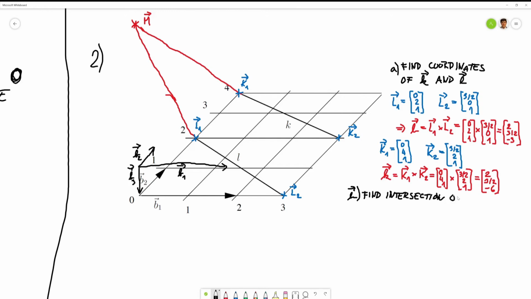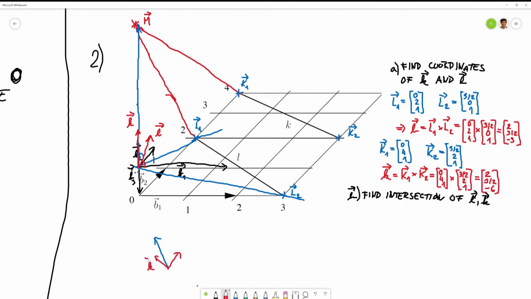If you can imagine, you will see that we have two vectors which are perpendicular to the planes defined by the L1, L2 vectors, and the same we have for K. So if I draw it, you will see that the vector which is perpendicular to K and L is our vector M, which will be a point in infinity, so an ideal point.